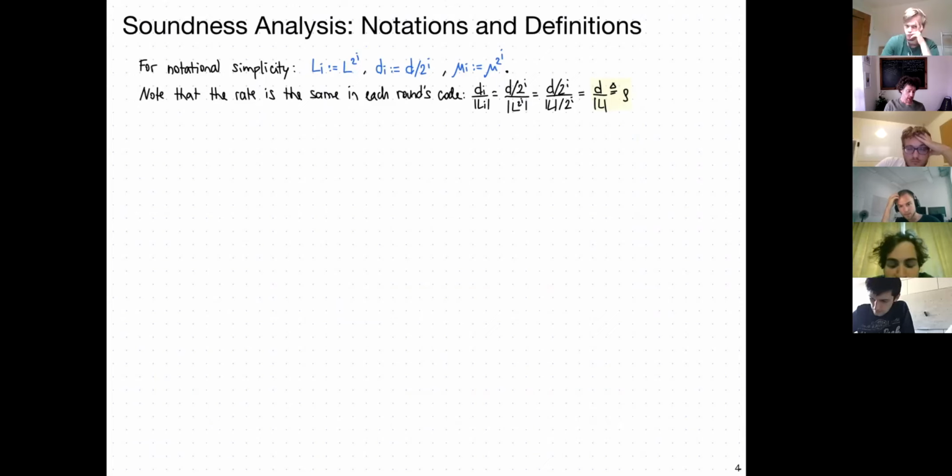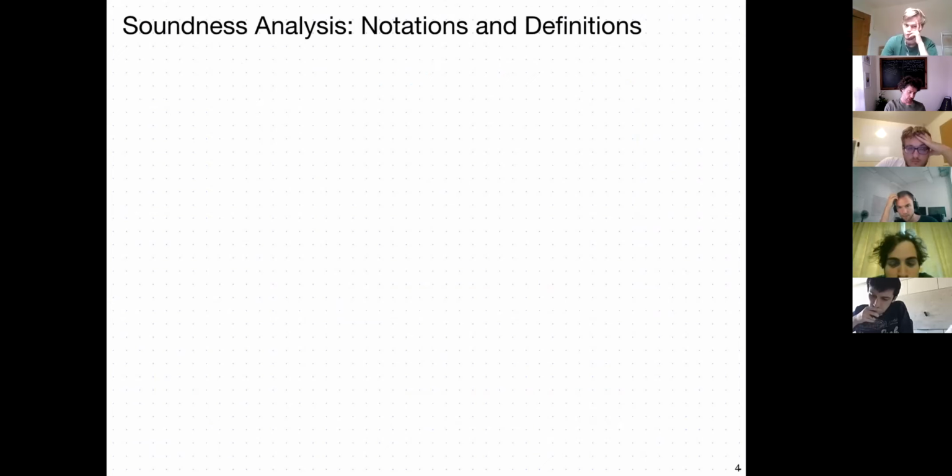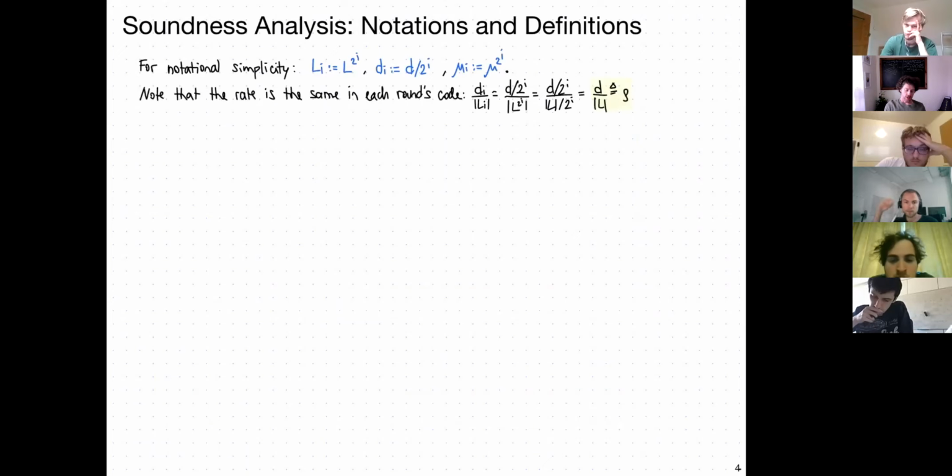And notice the rate of the code. What is the rate of the code in this case? It's the amount of information captured by the degree versus the size of the domain in which we evaluate. So this always remains constant, because we start with D and then we look at degree D over 2, but also a domain of size L over 2. So it just remains constant, and we'll denote this constant by rho for rate.